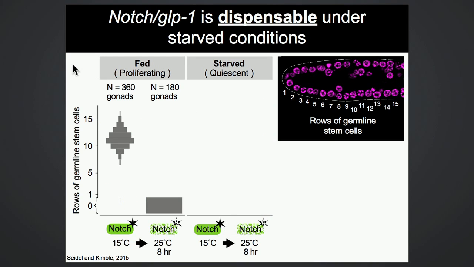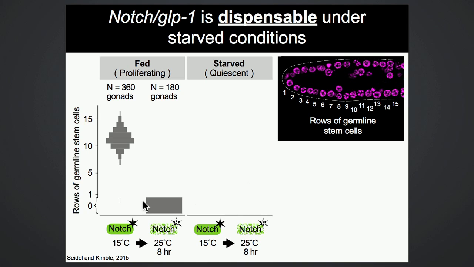And I'll show you that data on this slide. Remember that I have two conditions here: fed conditions, when the cells are proliferating, and starved conditions, when the cells are quiescent. For these two conditions I'm looking before and after the temperature shift. The way I'm plotting this data is to count the number of rows of germline stem cells, which is simply the number of rows counting from the distal end of the germline.